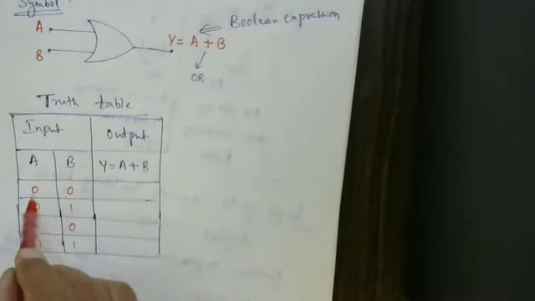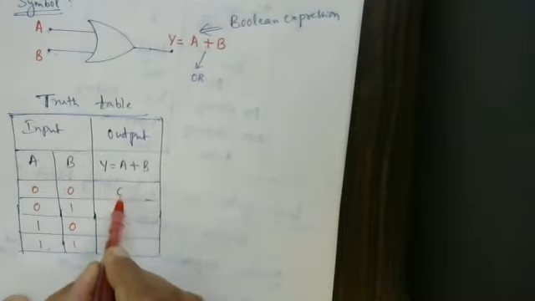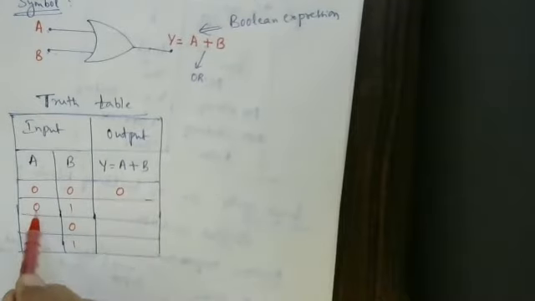Now we are supposed to write the outputs. 0 plus 0, 0. 0 plus 1, 1. 1 plus 0, 1. 1 plus 1, you should not write 2. Working and working, working only. Yes and yes, yes only. Voltage is there, voltage is there, voltage is present. That's all the concept. True and true, true only. 2 times true you should not write.